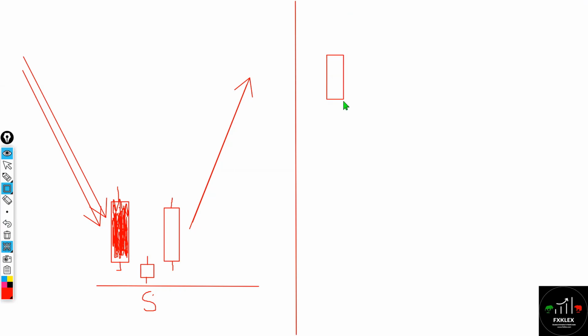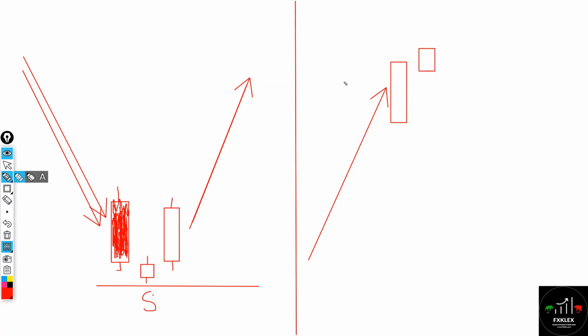Let's get this down a little, like this. Let's say we have a bullish trend, and then what we have next is the last standing bullish candle right here. And then what we have next is a peanut right here. That peanut can have an upper wick like this, or a lower wick like this, but the body must be small.